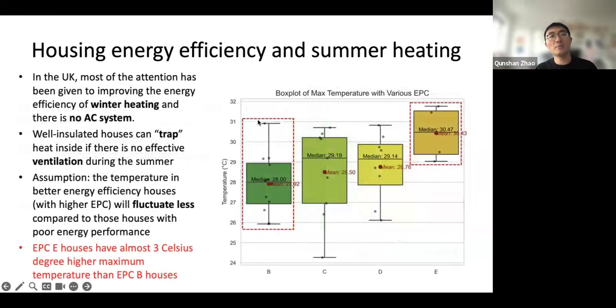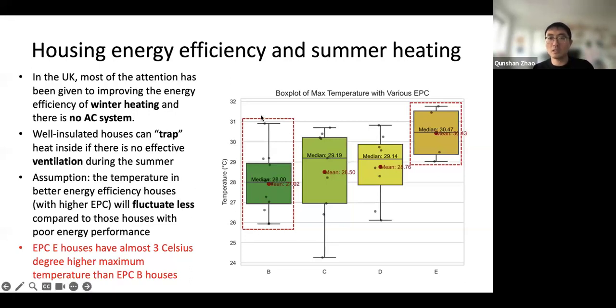Most UK houses are not expected to have an AC system. So most attention has been paid to how to keep your home warm enough during the winter, for heating reasons. But a well-insulated house can actually trap heat inside if there's no effective ventilation. Our assumption is that the indoor temperature in houses with better energy efficiency, which means a higher EPC, will fluctuate less compared to those with poor energy performance. And our analysis actually tells us exactly the same thing.